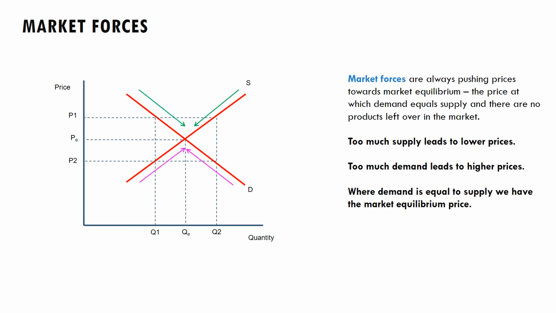So prices tend to converge on the equilibrium price, PE, in this diagram here.